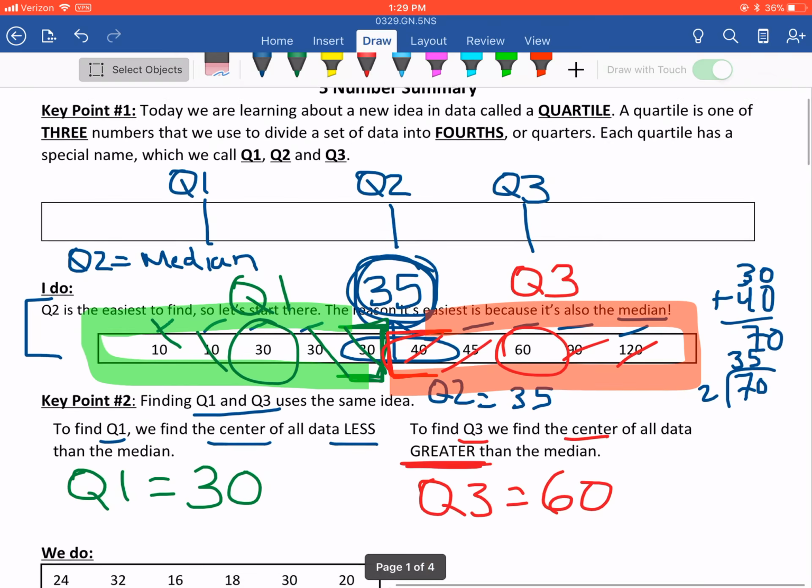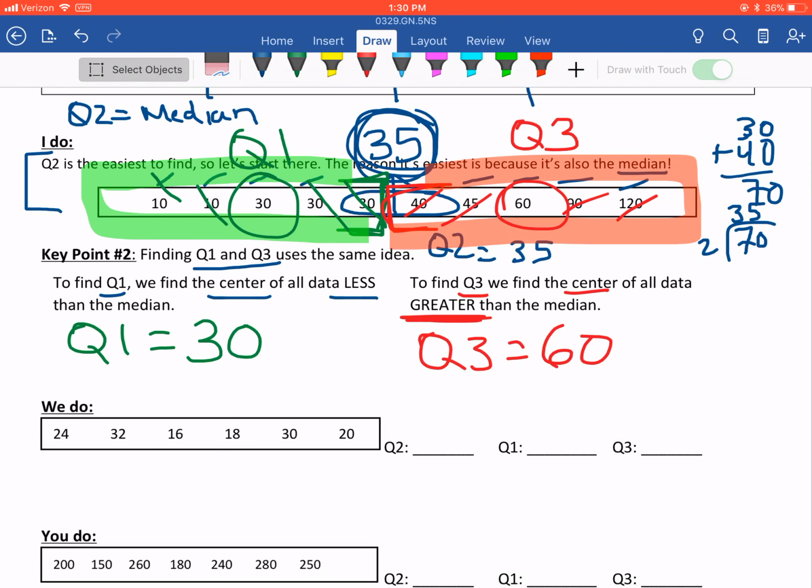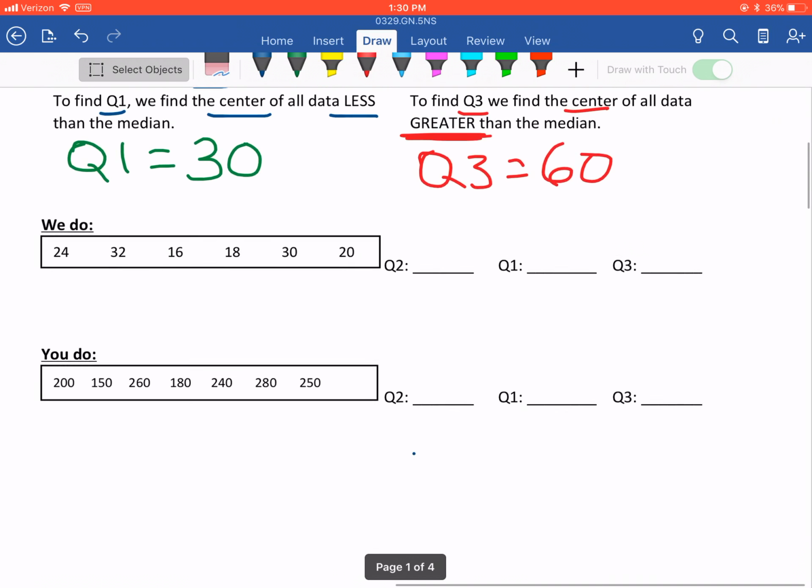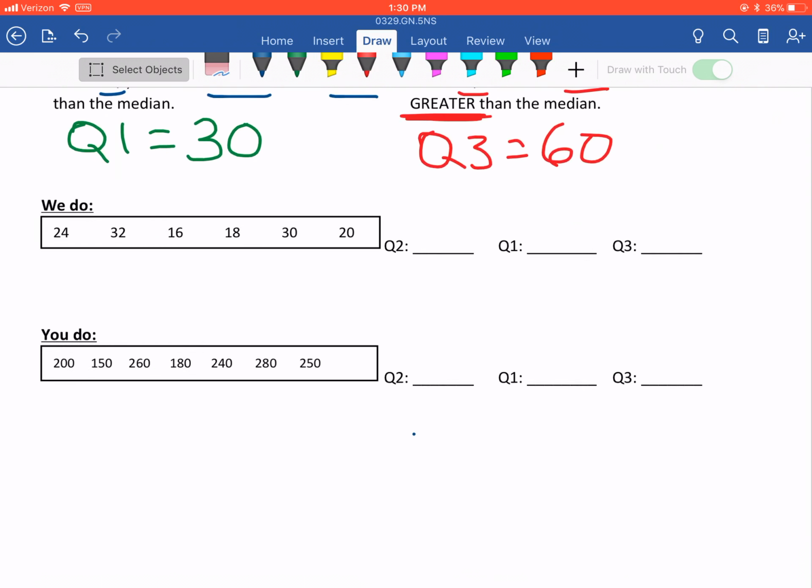This pattern will start to make a lot more sense later on, but for now, we're just going to jump right into another practice problem. Looking at the problem, there's a bunch of numbers here. We're going to find Q1, Q2, Q3. Hopefully the first thing you notice is these numbers are not in order from least to greatest, so we cannot find the median without doing that first. 16 is the smallest. Then we have 18, then 20, then 24, 30, and 32.